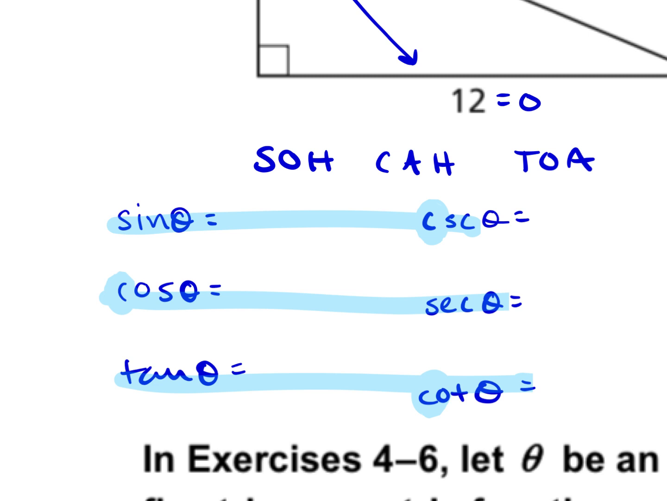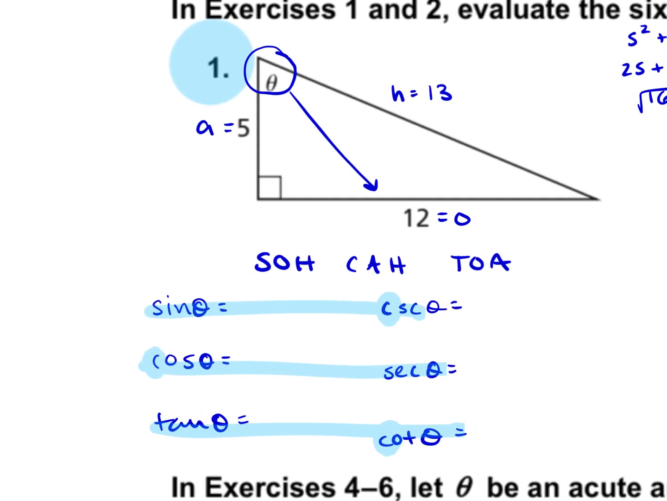So sine is opposite over hypotenuse. So opposite would be 12 over our hypotenuse, 13. Cosine is adjacent over hypotenuse. So adjacent is 5 and our hypotenuse is 13. And then tangent is opposite over adjacent. So that would be 12 over 5.